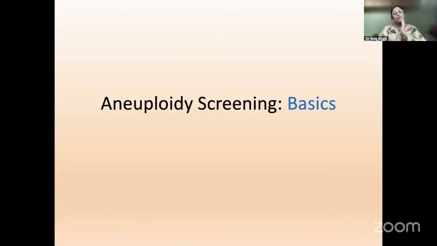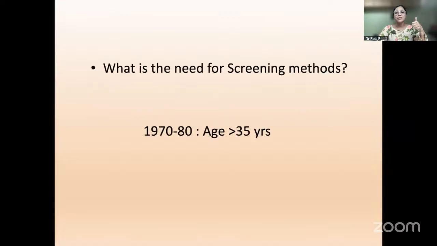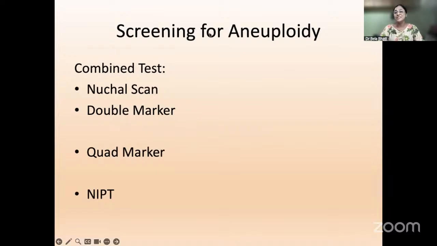We all know that in fetal aneuploidies, the commonest are trisomy 21 Down syndrome, trisomy 18 and 13. First of all, the question we should ask is, what is the need for screening methods for aneuploidy? In the 1970s and 80s, because we knew that with increasing maternal age the chances of Down syndrome increase, we used to offer diagnostic testing, putting in a needle, doing amniocentesis, and ruling out Down syndrome. But then we realized that we were picking up just 30% of Down syndrome and missing 70%. And there came the idea of screening tests for aneuploidy.